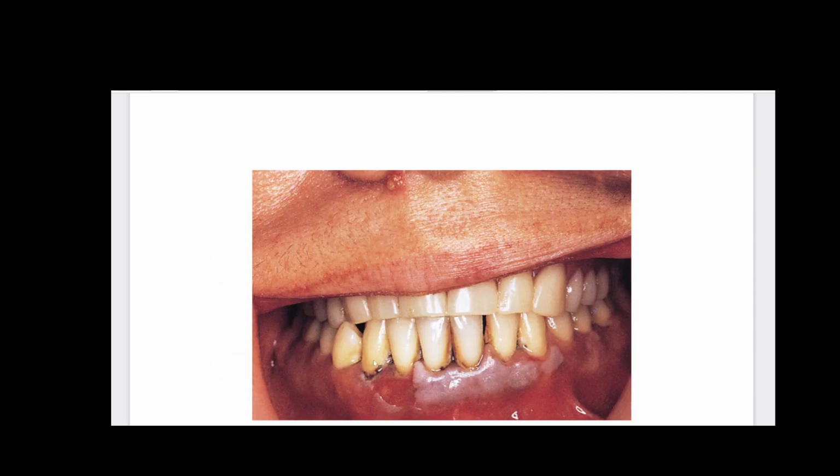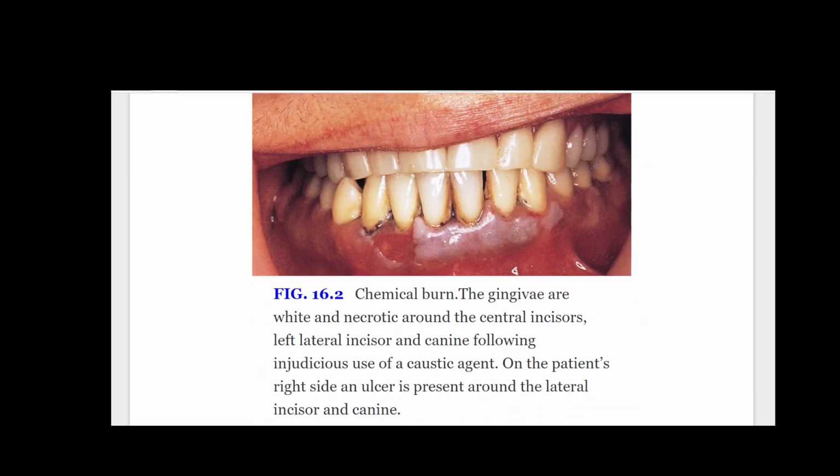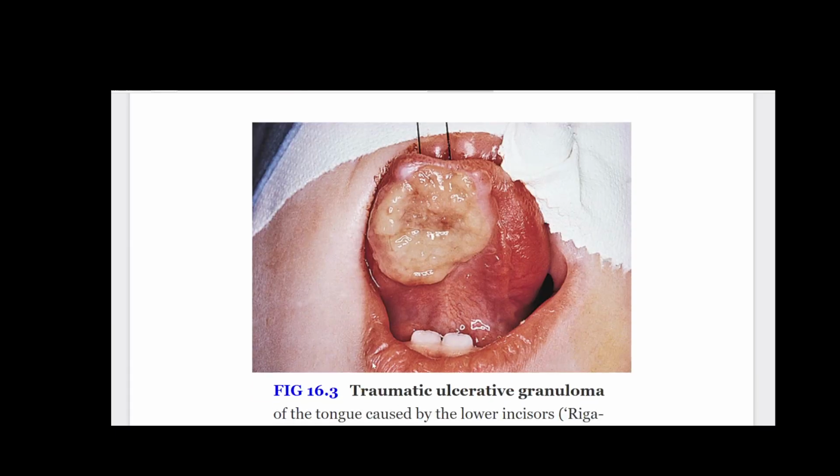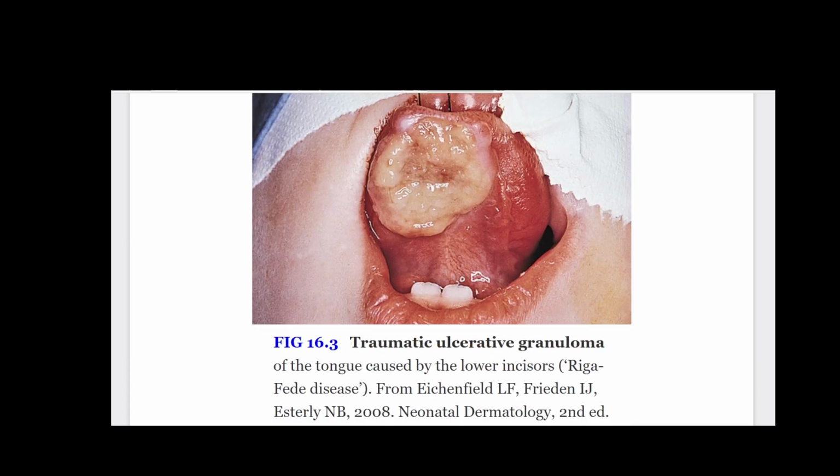Fig. 16.2 Chemical burn. The gingivae are white and necrotic around the central incisors, left lateral incisor and canine following injudicious use of a caustic agent. On the patient's right side, an ulcer is present around the lateral incisor and canine. Fig. 16.3 Traumatic ulcerative granuloma of the tongue caused by the lower incisors, Riga-Fede disease. From Eichenfield LF, Frieden IJ, Esterly MB, 2008. Neonatal Dermatology, 2nd ed. Edinburgh, Saunders.